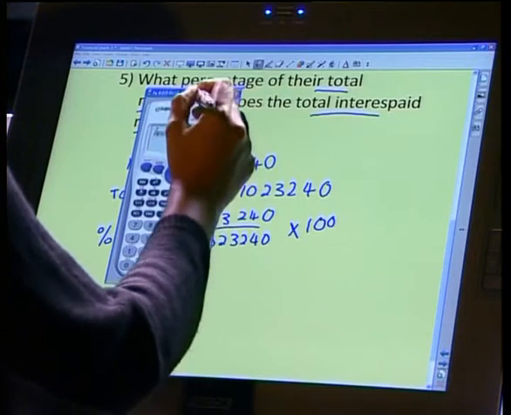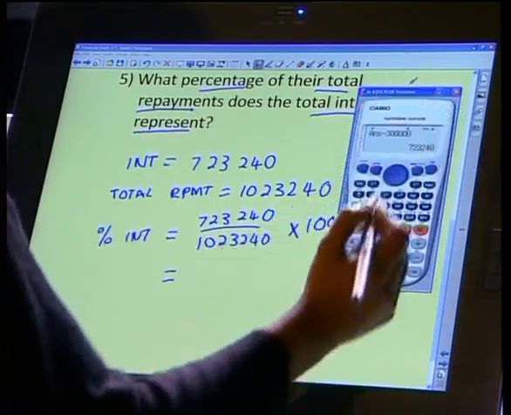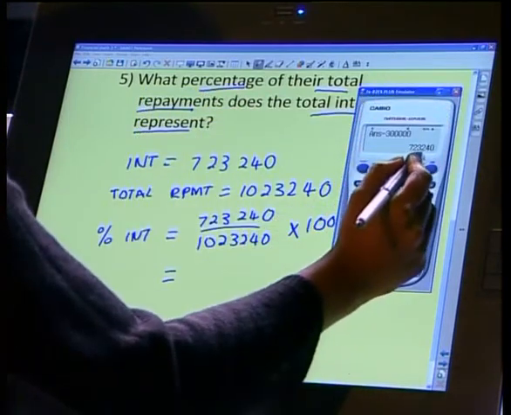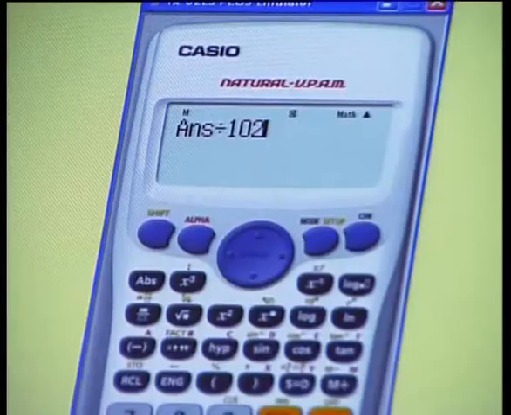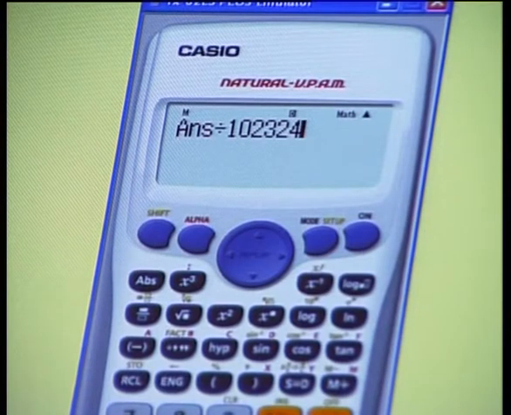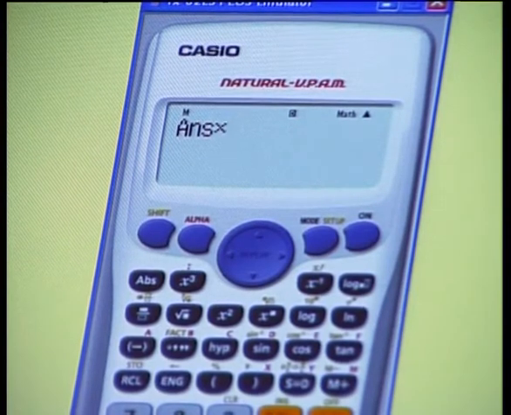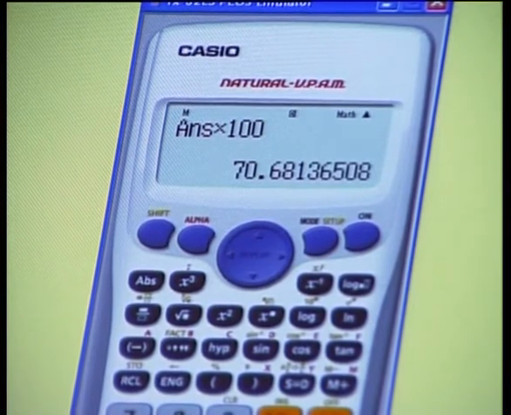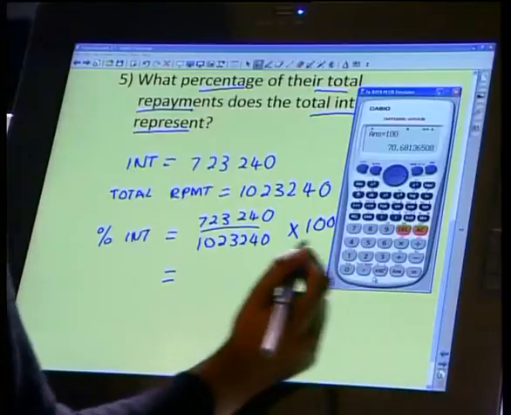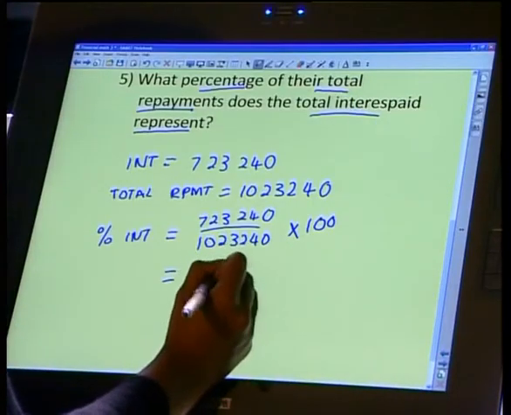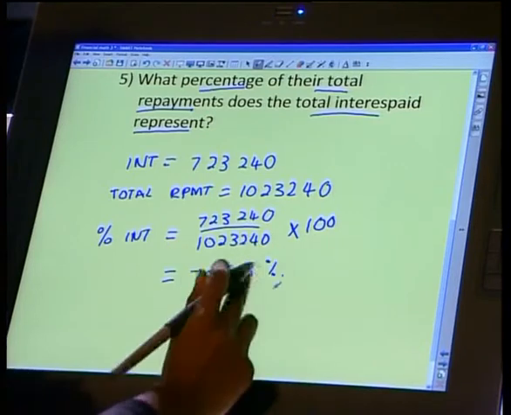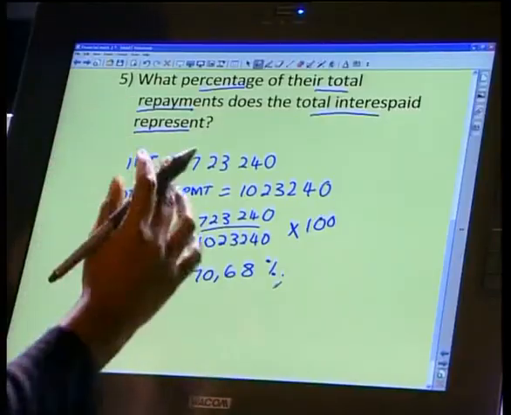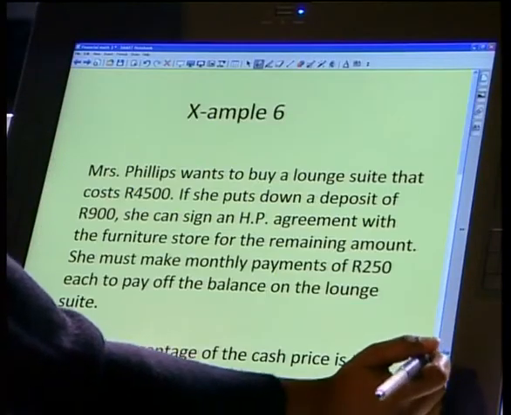Okay. So we take 723240 divided by 1023240, times that by 100, and we get 70.68%. Therefore, the interest will make up 70.68% of their total repayment. Okay, so that's the home loan example, quite a big example that.